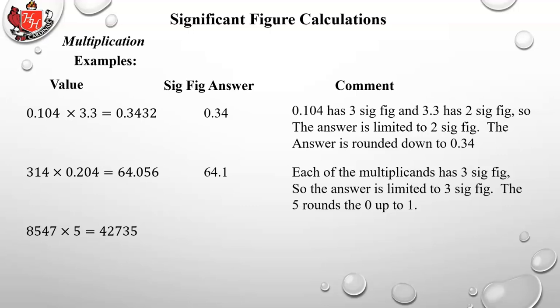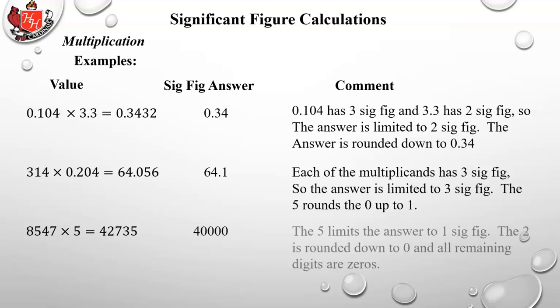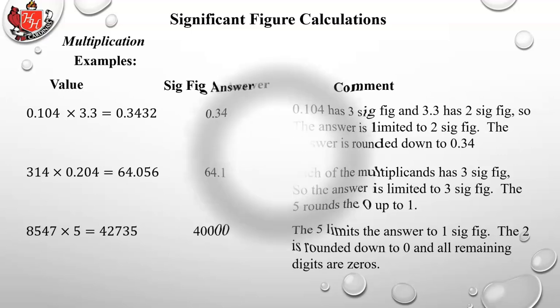Okay, how about this one? All right, 1 sig fig in the answer. So think about that tricky problem you saw just a minute ago. How many sig fig can the answer have? Only 1. But what do you do with those other 4 digits? They can't just disappear because they're to the left of the decimal. So the answer is 40,000. The 5 limits the answer to 1 sig fig. The 2 is rounded down to a 0, and all remaining digits are zeros.